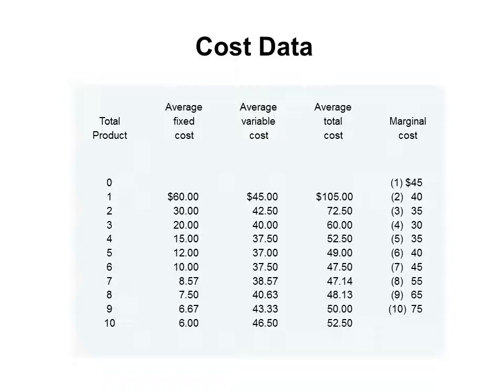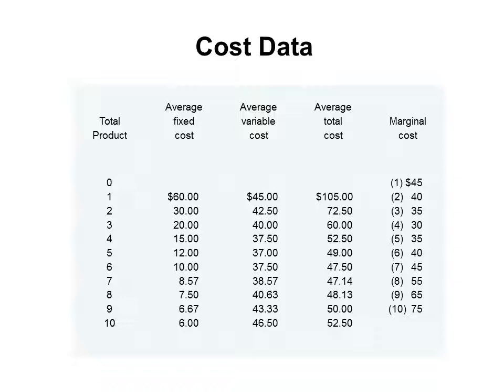All right, left-hand column: total product, average fixed cost, average variable cost, average total cost, marginal cost. Now, I took the bother of putting in parentheses the marginal cost of the first, second, third, fourth, fifth, sixth, seventh, eighth, ninth, 10th unit, as you can see all the way on the right, only because it's difficult to line these up with your eyes. So, the marginal cost of producing the first unit is 45. The marginal cost of producing the fifth unit is 35. The marginal cost of producing the eighth unit is 55. This way you can clearly see, when we talk about short-run decisions, marginal cost versus marginal revenue.